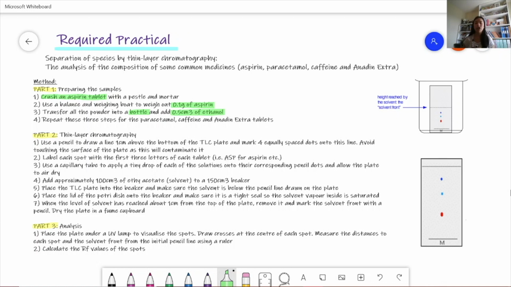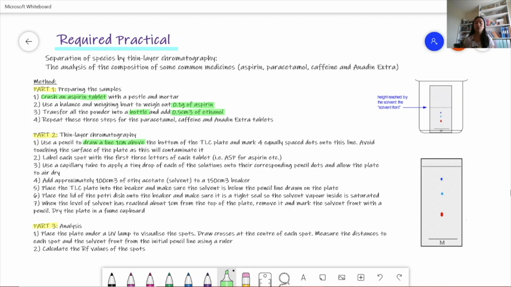And then for part 2, we actually run the chromatogram. So the first step is to use a pencil to draw a line 1 centimeter above the bottom of the plate and mark 4 equally spaced dots onto this line. One thing to note is that you should avoid touching the surface of the plate with your fingers, as this will contaminate the plate. So we draw a line 1 centimeter above.